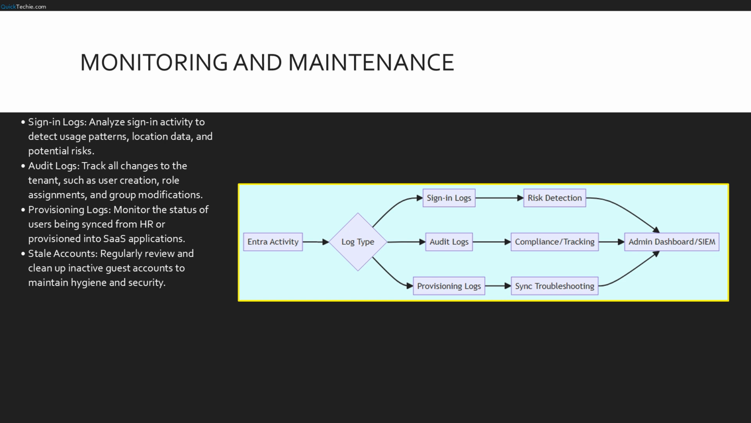The data is funneled into 3 specific log types: sign-ins, audits, and provisioning. The diagram shows the specific utility of each. Sign-ins lead to risk detection, audits enable compliance, and provisioning logs allow for sync troubleshooting. All these insights feed into the admin dashboard, or your SIEM tool on the far right, giving you a comprehensive view of your environment's health.